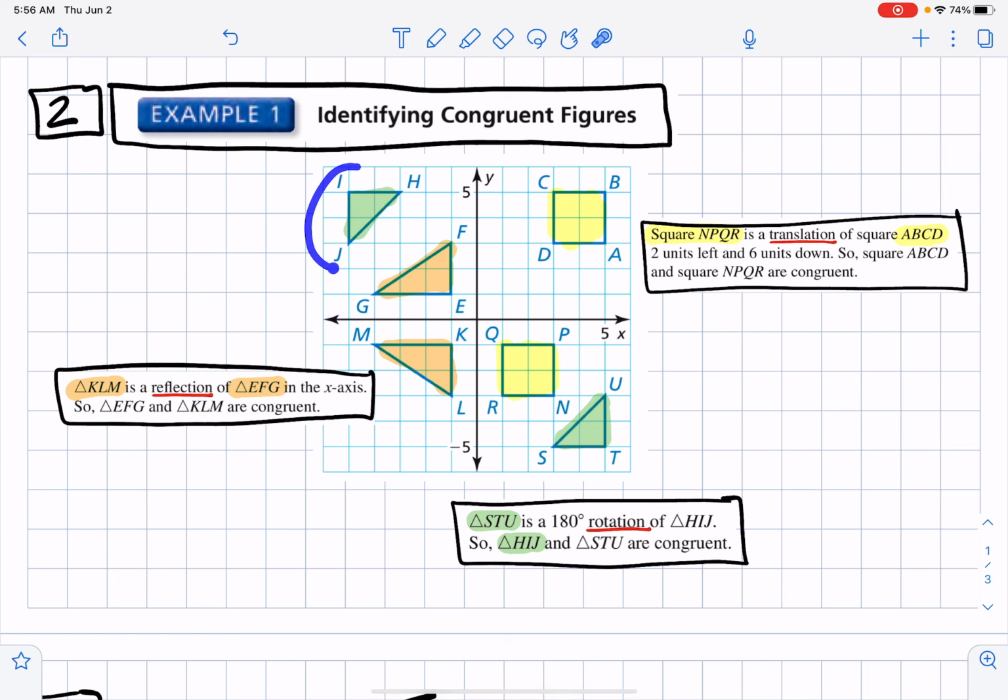And then lastly, I have the green triangles over here and over here. Triangle STU and triangle HIJ definitely look like the same size and same shape. And more importantly, how can I get this figure to look like this figure? There's a rotation happening, another rigid motion, of 180 degrees. So if I map my rotation 180 degrees, I would end up right there. I can map it that way, and rotations, we know, are rigid motions. So that's what we're looking for when we identify congruent figures.